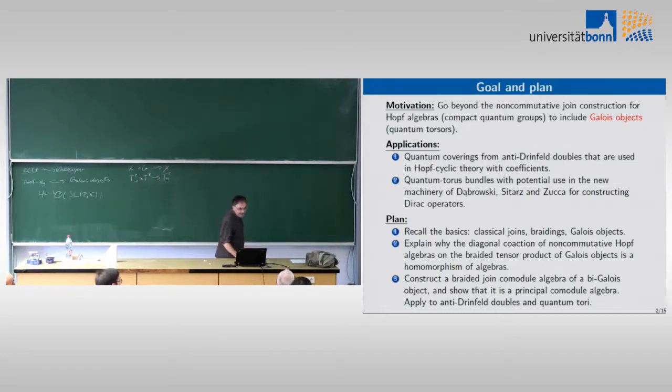Okay, so anyway, the last line is applied to anti-Drinfeld doubles and quantum tori. So I want to construct a braided join comodule algebra of a bi-Galois object. I want to show that this is indeed a principal comodule algebra, which, if you want, is algebraic lingo for saying that we have a compact quantum principal bundle. And I want to just use it for these two cases mentioned in applications.